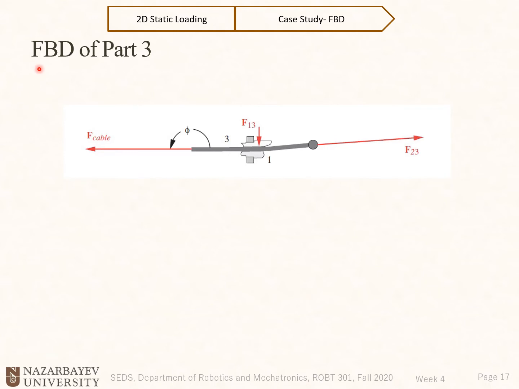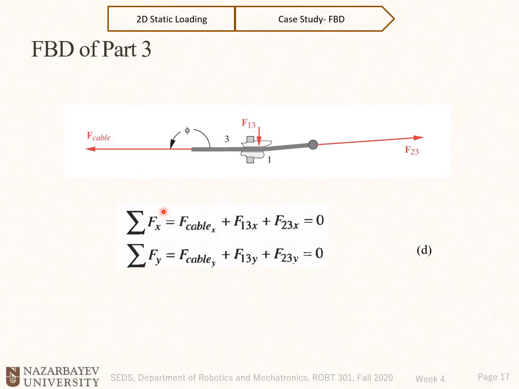Now let's move on to the third body, part three, which is the cable free body diagram. We have force of the cable. We have F23, the force applied from the lever to the cable, and F13, the force applied from the handlebar to this part. Again, by assumption of static equations, we have sigma Fx equal to 0 and sigma Fy equal to 0, and now we'll have another equation, D.